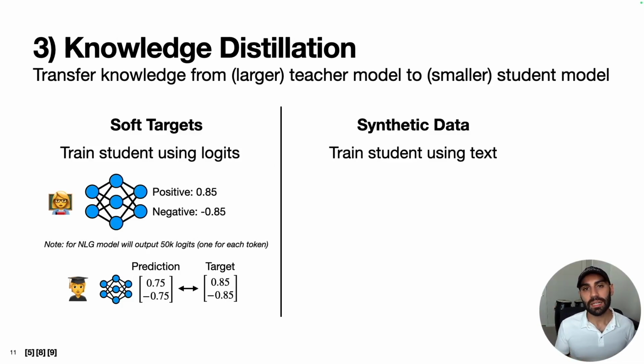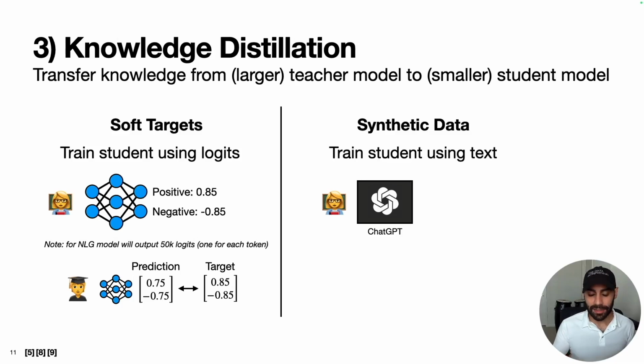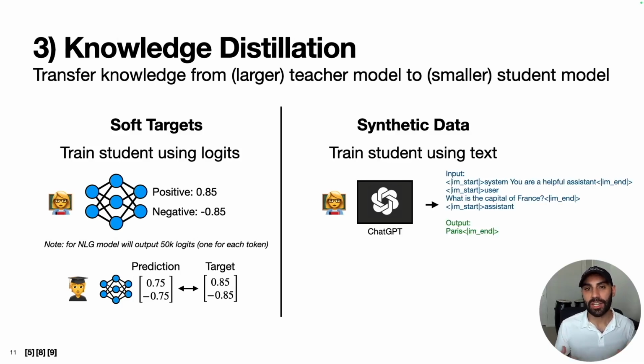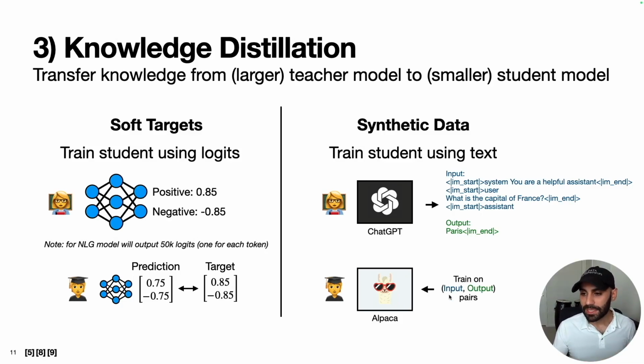A popular example of this was the Alpaca model, which took synthetic data generated from the original ChatGPT and used it to perform instruction tuning on Llama 7B. In other words, ChatGPT was used to generate these input-output pairs of input prompts from users and output responses from the model, which were then used to endow this Llama 7B model with the ability to follow instructions and follow user prompts.